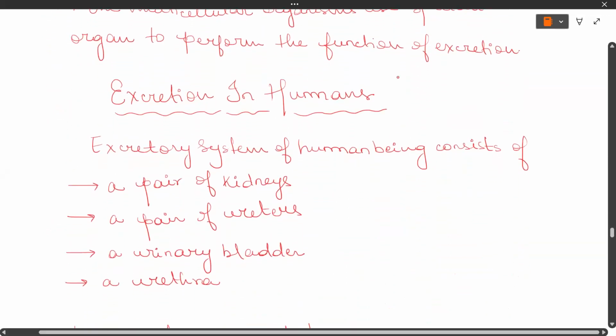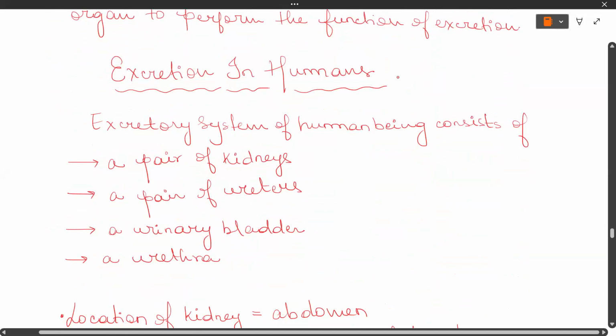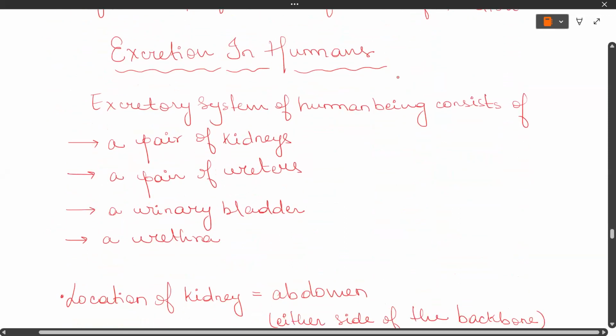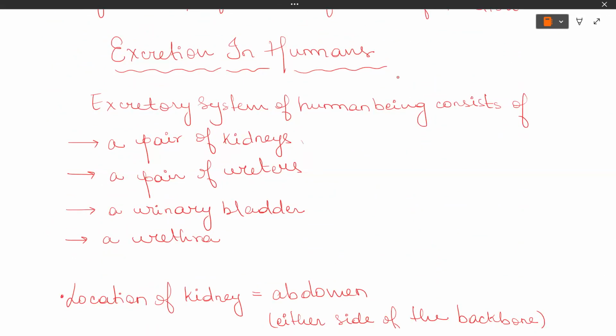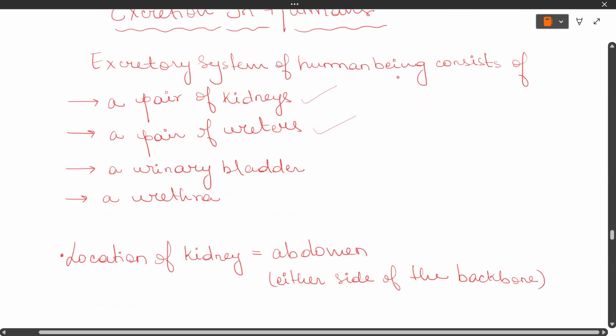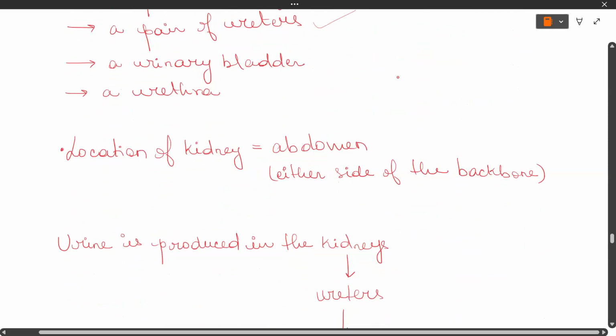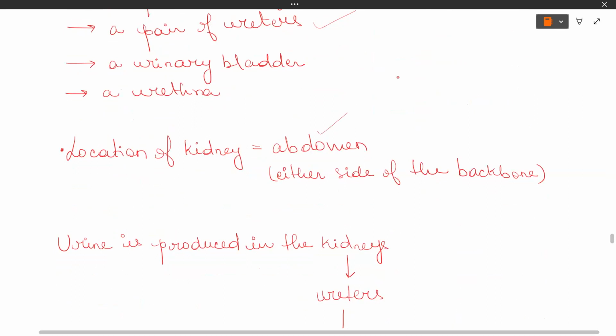Talking more about excretion, let's talk about excretion in humans. The whole excretory system in human beings consists of a pair of kidneys, meaning 2 kidneys, a pair of ureters, meaning 2 ureters, only 1 urinary bladder and 1 urethra. These are the parts of the excretory system. Let us talk about the location of the kidney. The kidney is located in the abdomen, on either side of the backbone.